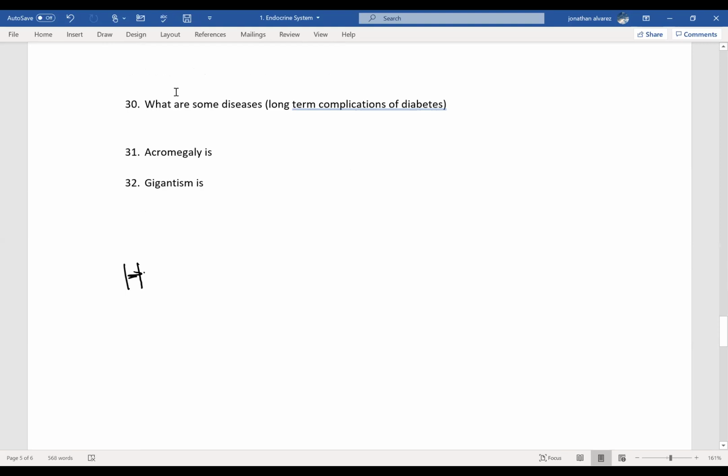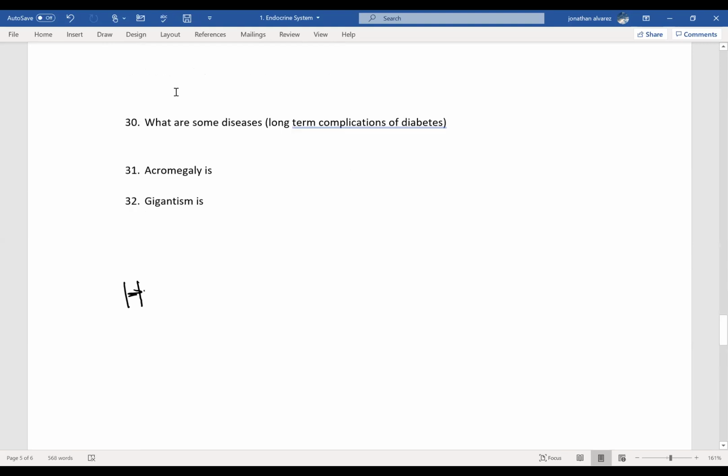All right. So acromegaly and gigantism is a growth hormone problem. Abnormal release of growth hormone will get you too big, and the bones also get too big.